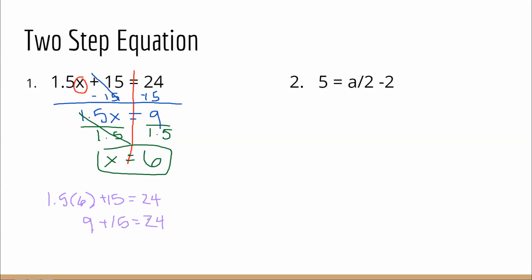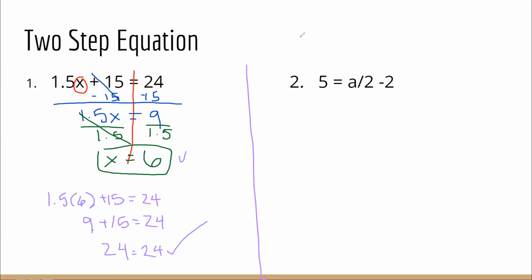And then I'm going to do 9 plus 15, which gives me my 24. Since the left side equals the right side, I can actually say 24 equals 24 because it's true. I know that I did it correctly, so I know that that answer is correct. Let's move on to problem 2.